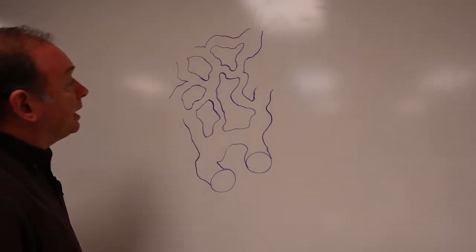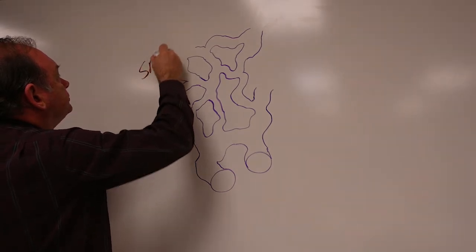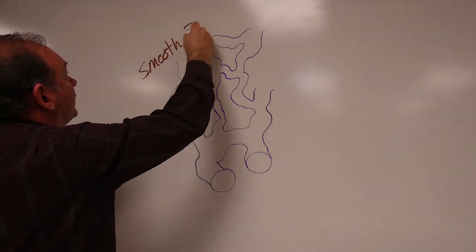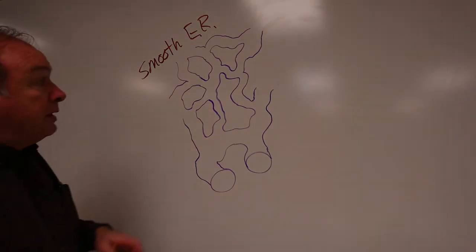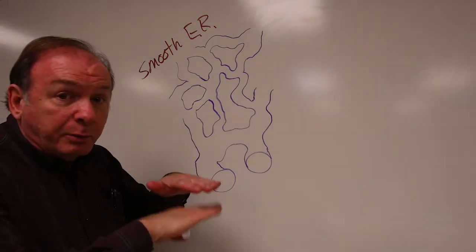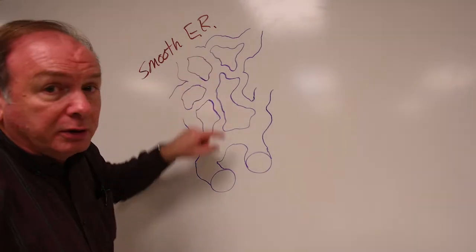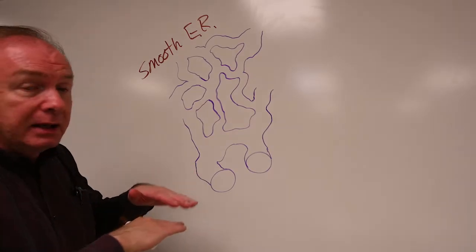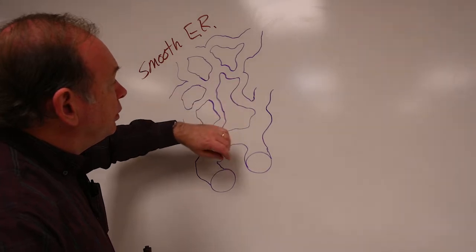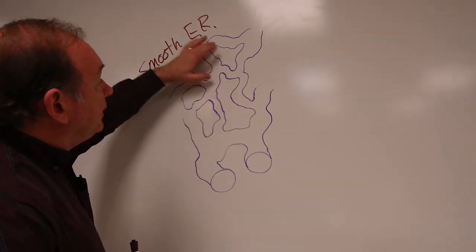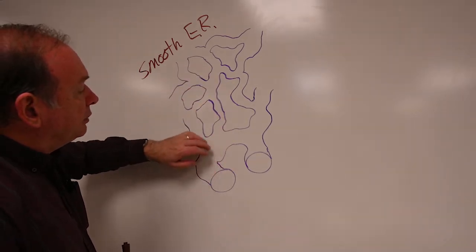Next we're looking at the smooth endoplasmic reticulum, smooth ER. The smooth endoplasmic reticulum, rather than having plates like the rough endoplasmic reticulum, has a bunch of tubular passageways instead of flat passageways that are connected. And they are all highly interconnected in the smooth endoplasmic reticulum. So you have all these tubular passageways that connect and split and so on.